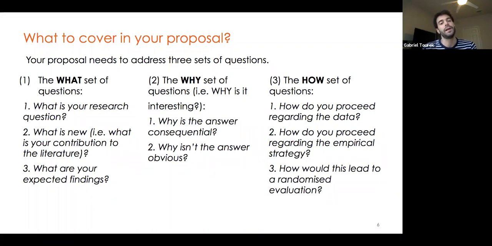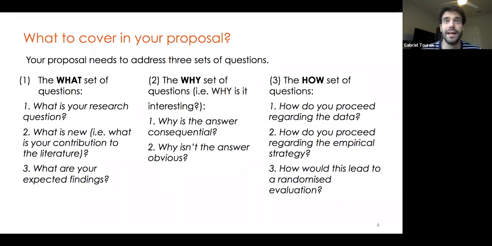And then another question I think it's always useful to ask yourself is, why isn't this answer obvious? So if you ask the question and it seems like something that could be easily answered through common sense or existing evidence, then I think you may feel that this question isn't worth asking, or investing a lot of research resources in answering this question isn't necessary. So I think this is an important way to set a standard for yourself to develop questions that can shed new light or generate new knowledge that can be useful to others.